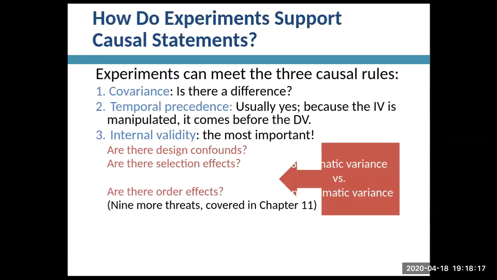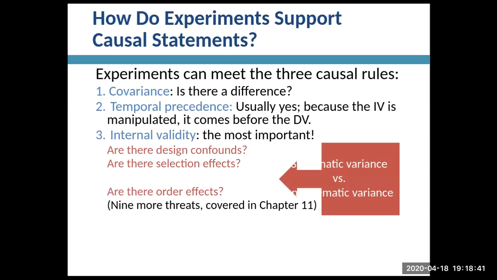So here's the 3 causal rules again. We have covariance, asking is there a difference? If both variables are the same, if there's no correlation between them, if there's no relationship between them, then covariance is not established and you can't have internal validity. To say that one thing causes another, they have to have a cause-effect relationship.